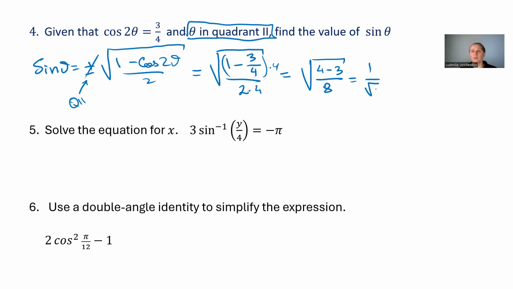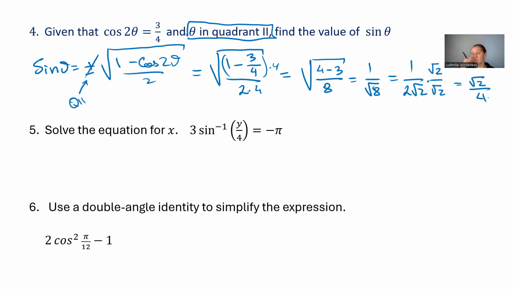1 over square root of 8. Square root of 8 can be written as 2 times square root of 2, because 8 is 2 times 2 times 2. And we want to remove the square root from the denominator, to rationalize the denominator. So multiply by square root of 2 over 2, and we receive square root of 2 over 4.